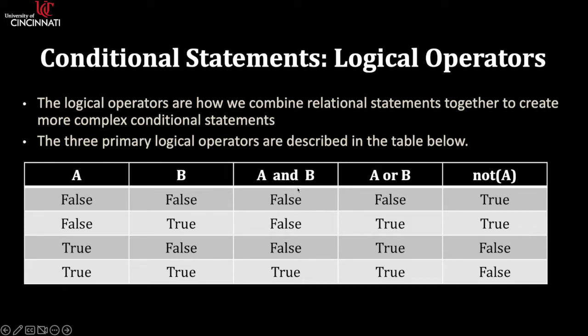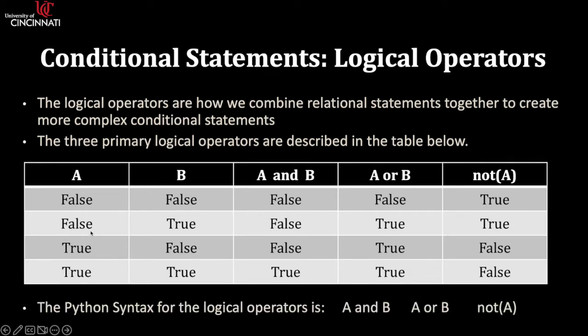So the and operator is only true when both are true and is false in every other case. The or operator is true if any single A or B is true. And not is just the opposite. So if it's true, then you would get false. If it's false, then you would get true, and so on. So the Python syntax for these operators is to use lowercase and, or, and not.